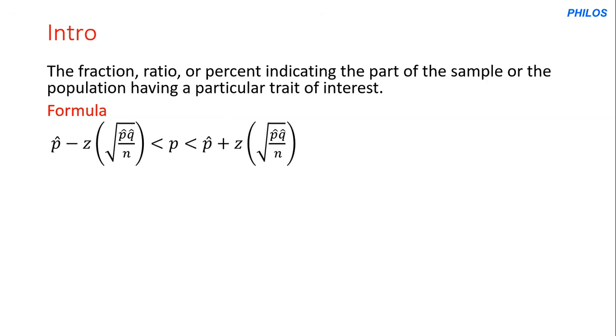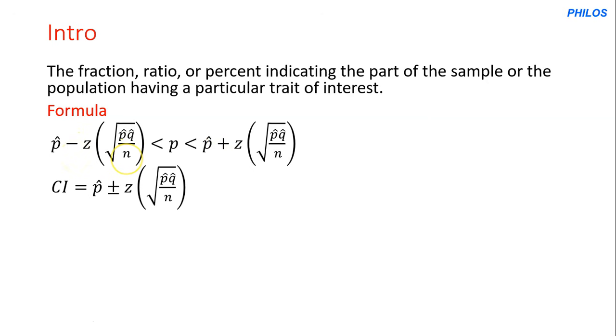You can also compress the formula and write it as p hat plus or minus z multiplying square root of p hat times q hat divided by n. This is because the p hat at the lower limit is the same as the one at the upper limit, and the z multiplying square root of p hat times q hat divided by n is the same as what is here. The only difference is that the upper limit is a plus and the lower limit is a minus.